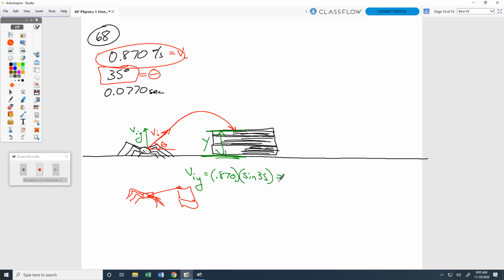So I get 0.499. So this is how fast vertically they're going up, about half a meter per second.